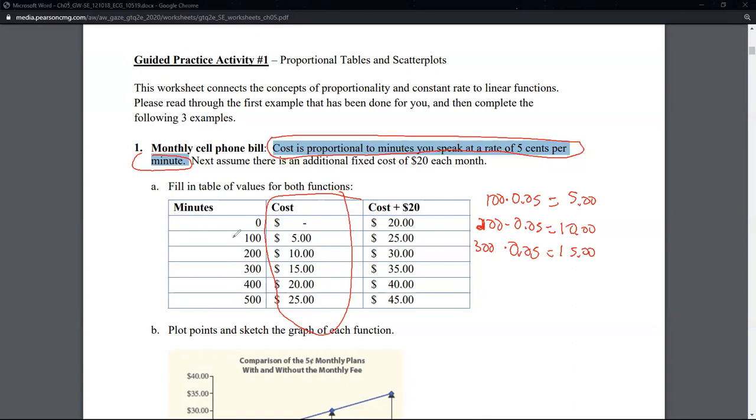So this right here would represent one line. And you see a little bit of a blue line, that's not it. We'll scroll down in a bit. So this would be one set of data to make a line with. Next, so in blue. Next, assume there's an additional fixed cost of $20 each month.